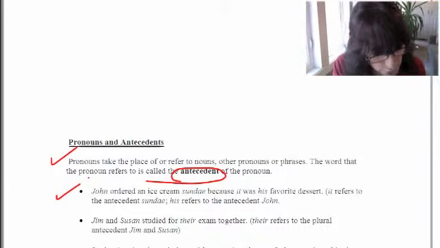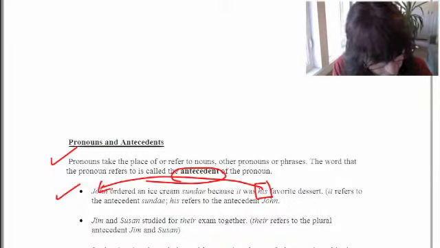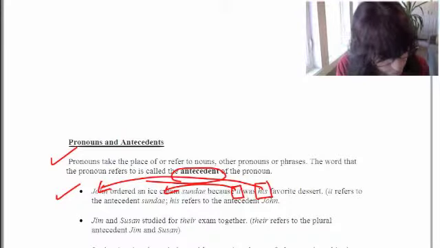The first one: John ordered an ice cream sundae because it was his favorite dessert. So his is referring, it's the antecedent, and it refers to John. And it is referring to ice cream. So it refers to the antecedent, the ice cream sundae, and his refers to the antecedent John.